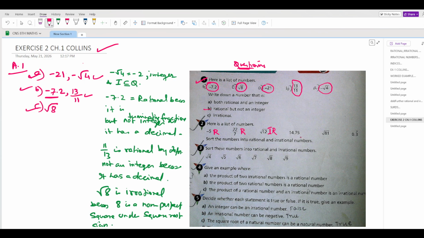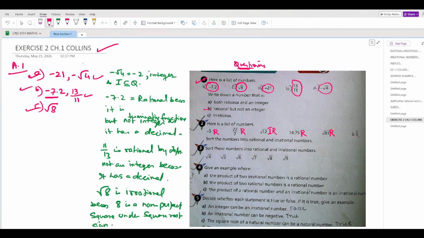14.75 is a terminating fraction. It is a terminating decimal, and terminating decimals are nothing but rational. So this 14.75 is rational. Next is root of 81. Root of 81 will get reduced to 9. 9 is an integer and all integers are rational numbers. So this will be rational.